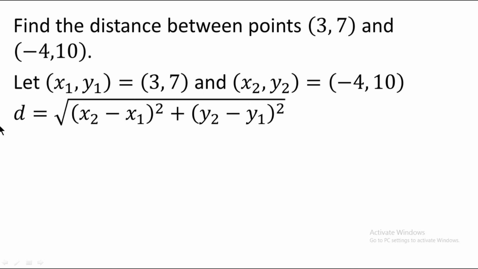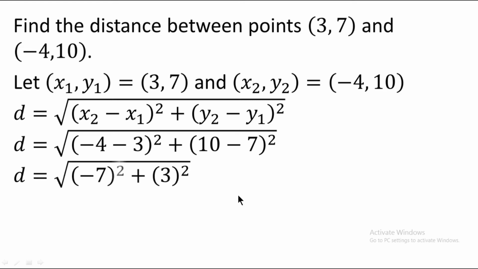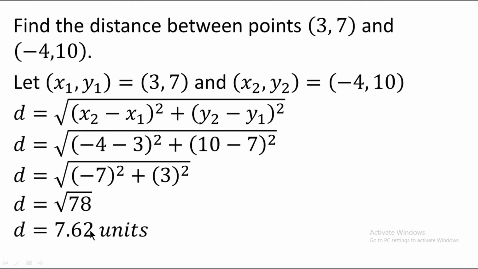So remember, this is the formula of the distance: square root of (x2 minus x1) squared plus (y2 minus y1) squared. Substitute all the values into the formula. We get negative 4 minus 3. Negative 4 is x2 here, and x1 is 3 here. And then 10 minus 7 squared. 10 is y2 here, and y1 is 7 from here. So the distance equals the square root of negative 7 squared plus 3 squared, or the square root of 58. The distance equals 7.62 units. If you leave the answer in this form, it is okay. It is correct. But if you want to make it into a decimal number, that's even better.